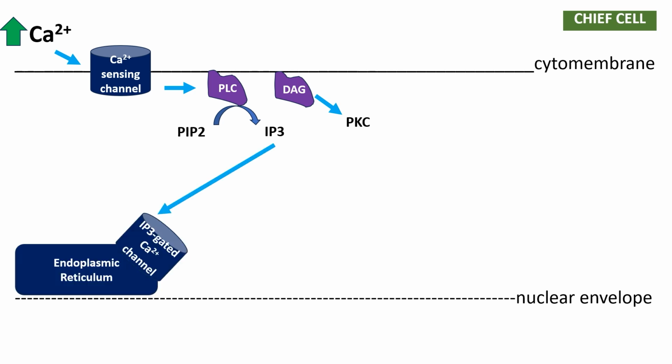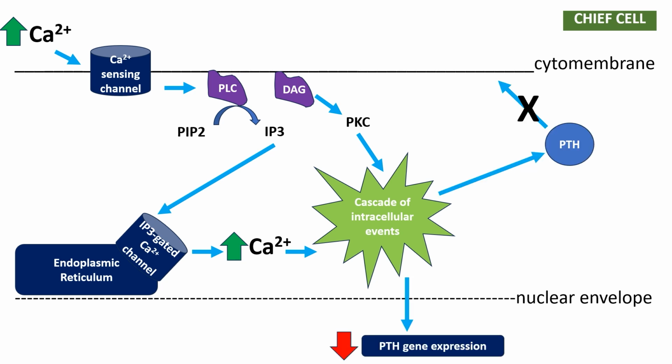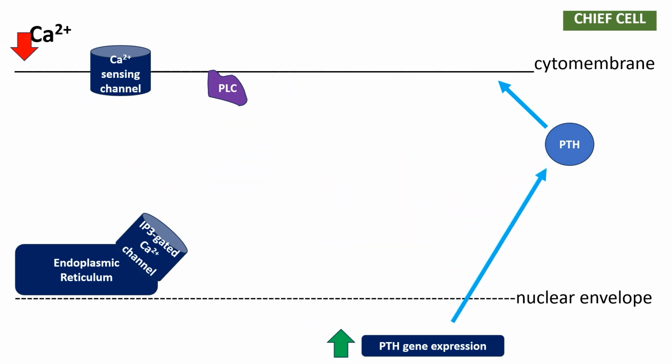IP3 diffuses into the cytoplasm and binds to IP3-gated calcium channels in the endoplasmic reticulum, leading to increased intracellular calcium concentration, which triggers a second host of calcium-mediated intracellular processes. These include inhibiting fusion between PTH-containing vesicles and the cell membrane, and inhibiting nuclear PTH gene transcription. At low extracellular calcium concentrations, PTH-containing vesicles are secreted into the interstitial fluid and eventually into the plasma.